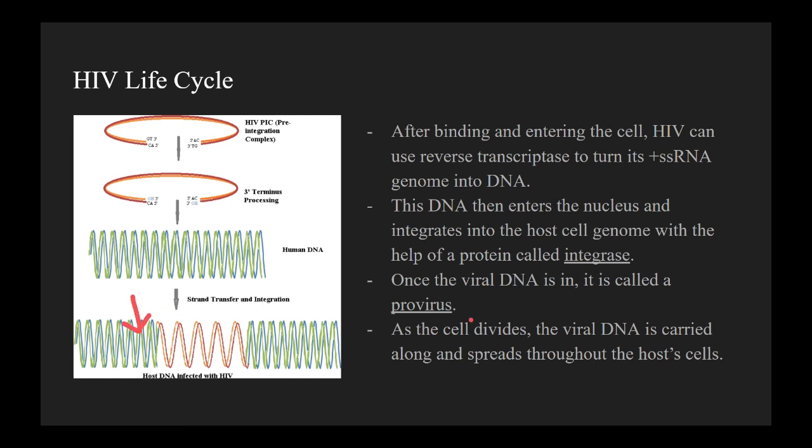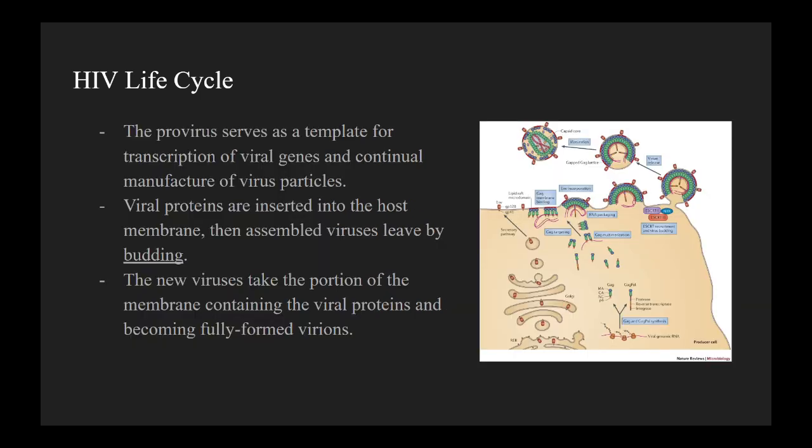And then once the viral DNA is inside, it's called a provirus. And you can imagine, as the cell divides, as it's doing mitosis, it's going to replicate its DNA, and along with the normal DNA, it'll replicate the viral DNA as well. So the viral DNA will get carried along with the rest of the host genome as the cells keep dividing. So eventually, you can imagine, a large portion of your T cells will get infected with the virus, and then bad things will start happening from there.